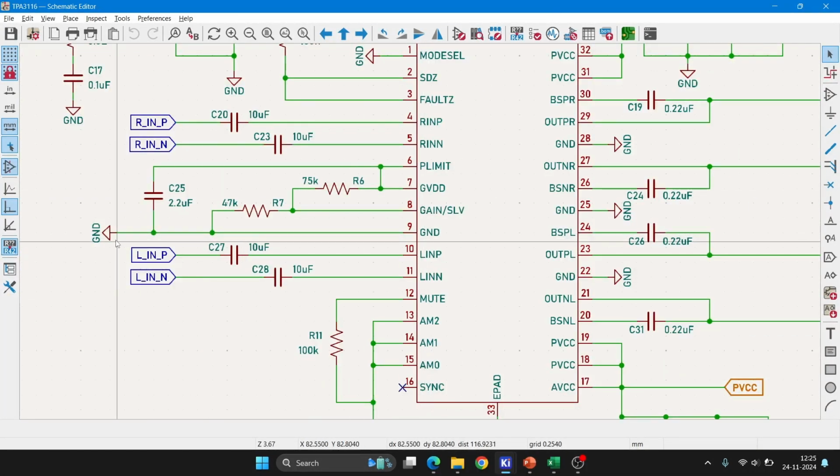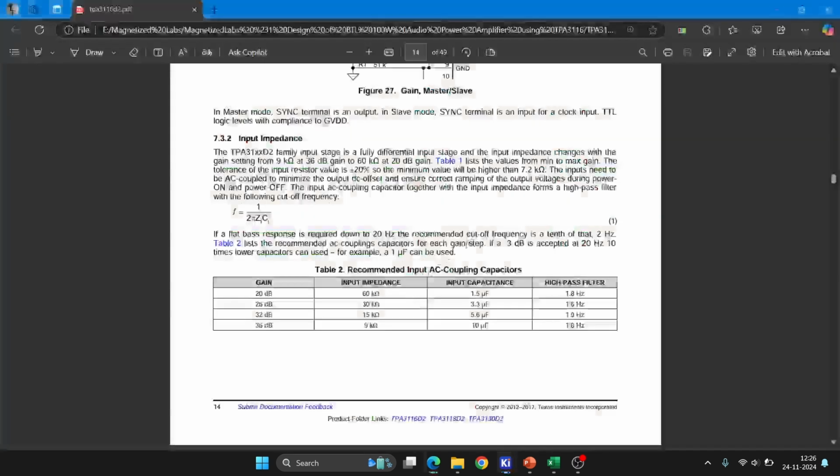Next pin is the ground pin. We have connected it to ground. Same goes for left input positive and right input positive. And this is a mute pin.